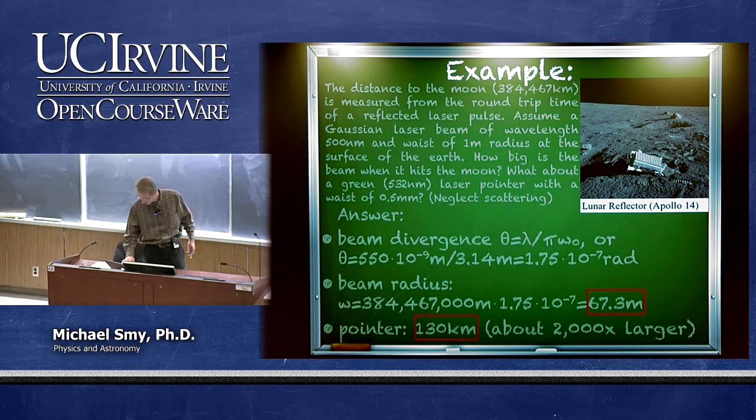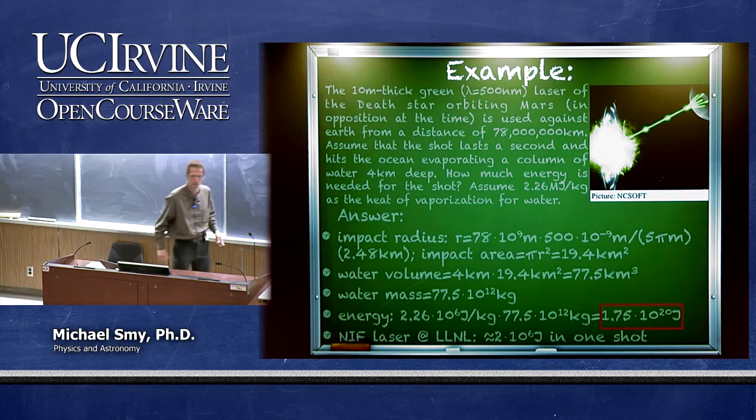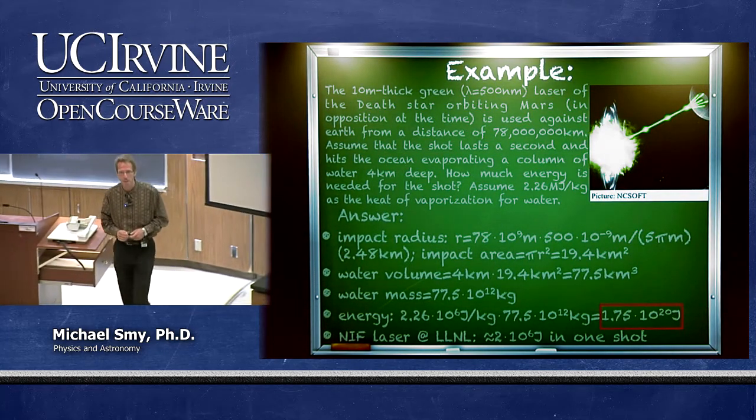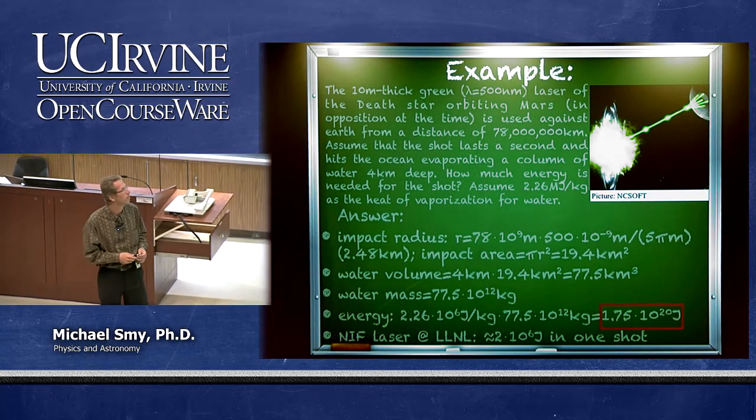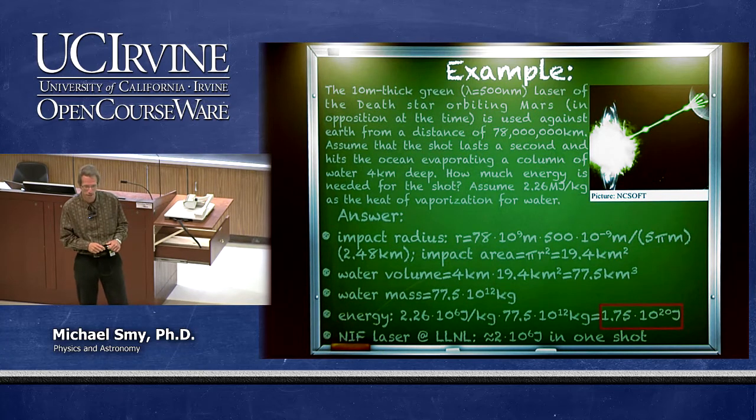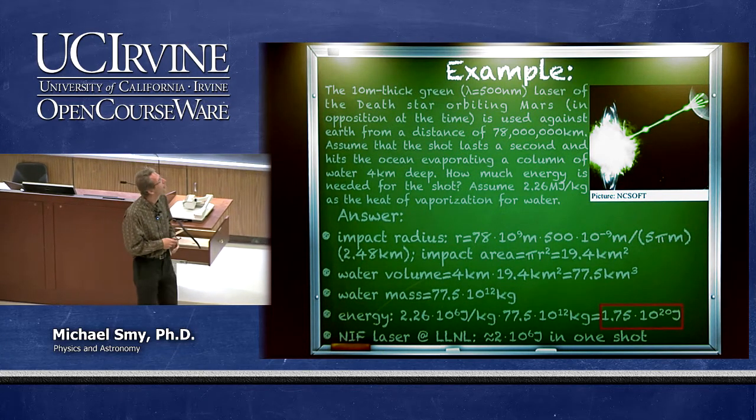This diffraction has other consequences also. Let's consider that the Death Star from the Star Wars movies is orbiting around Mars and is threatening Earth.